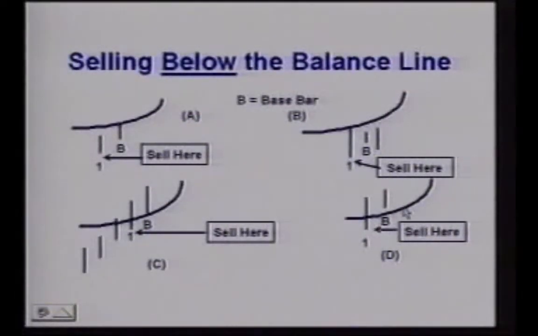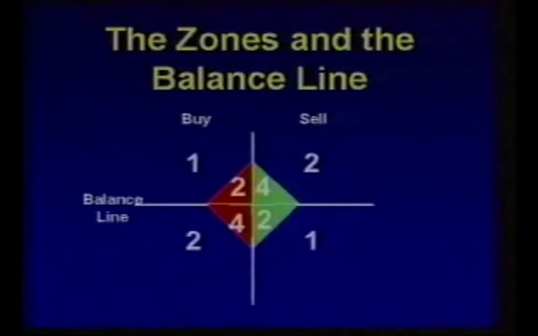And once again, the illustration in the lower right hand corner illustrates that it doesn't matter so much where the base is, it's where that signal bar is hit. That's the important thing. So you would be short 1 tick below that. So that's our basic balance line buys and sells.